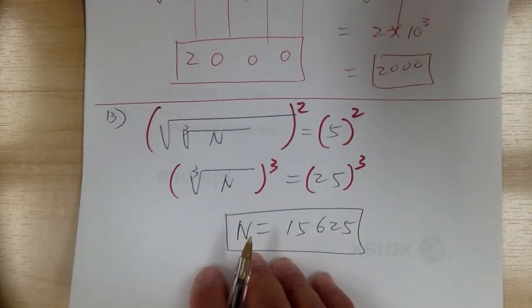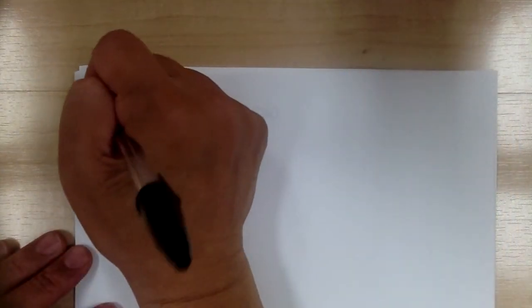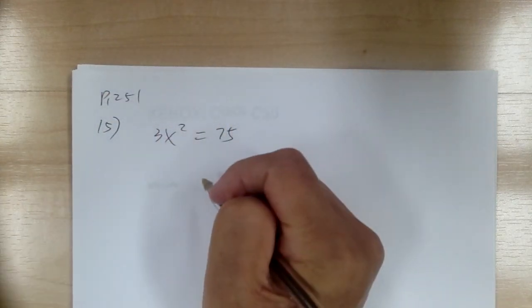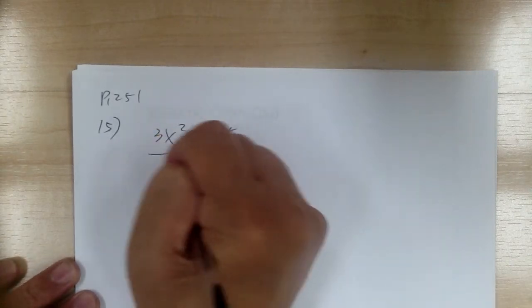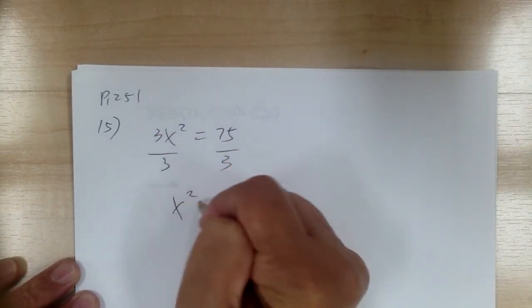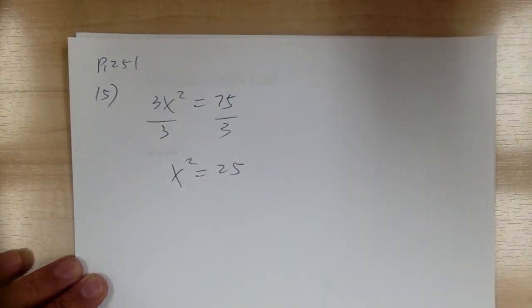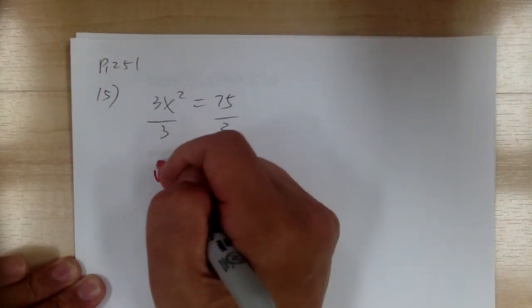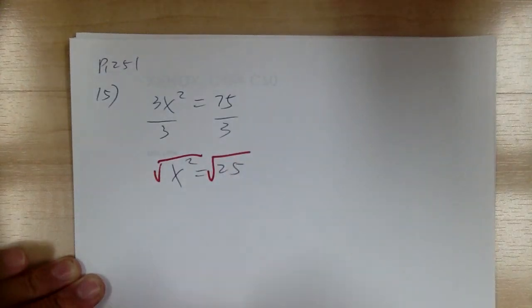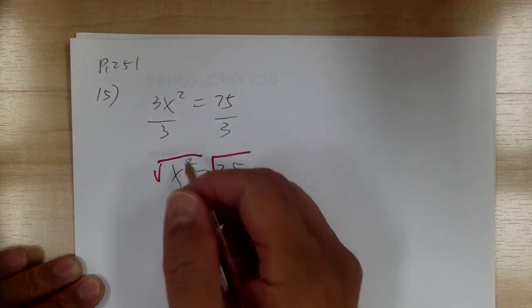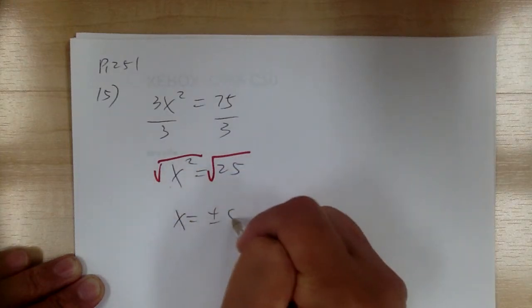Okay, let's go to 15. You have 3x squared equal to 75, and you're solving. First you divide by 3, so you get x squared equal to 25. Then you take the square root on both sides. When you take the square root of a variable, you need to put plus or minus on the other side. So x will equal plus or minus 5.